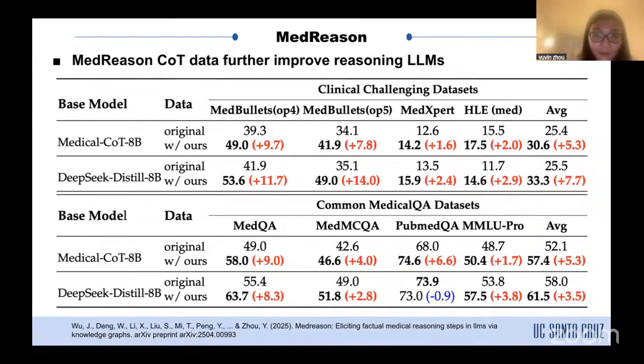reasoning LLMs. So, for instance, we used the Medical COT 8B and DeepSeek distilled models, which are all reasoning LLMs in the medical domain. We can further improve all of those results.